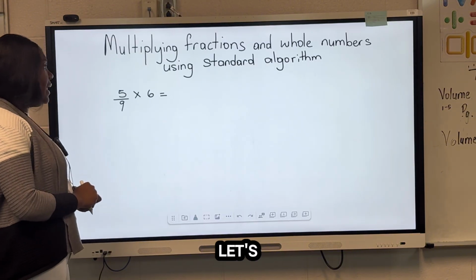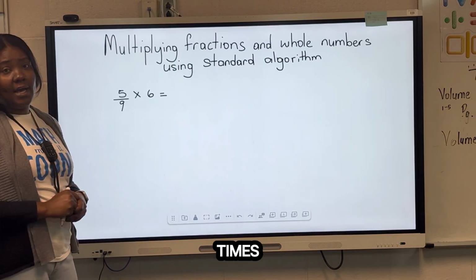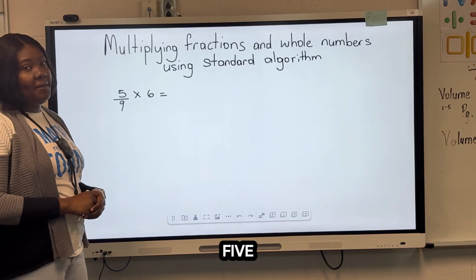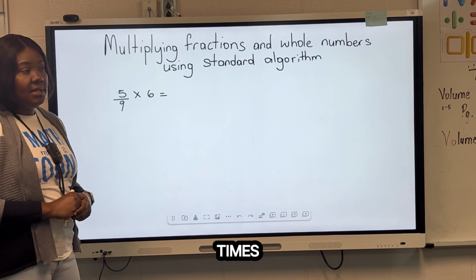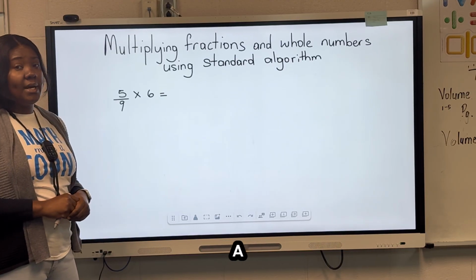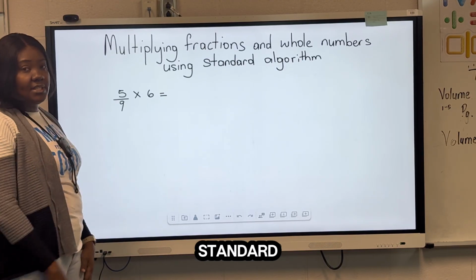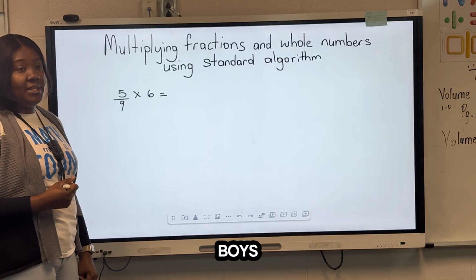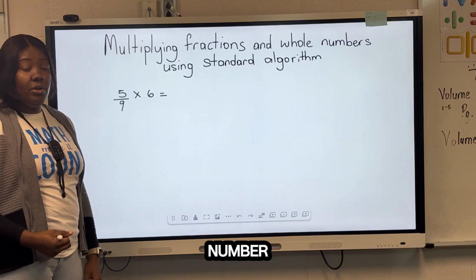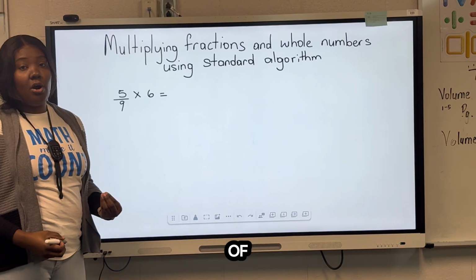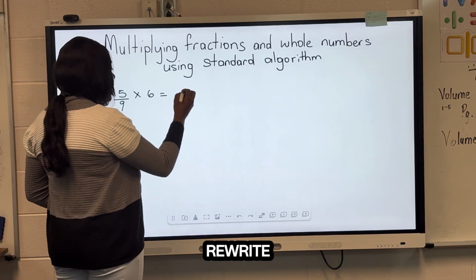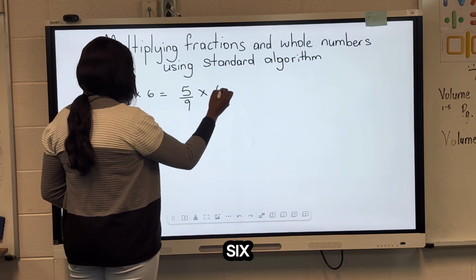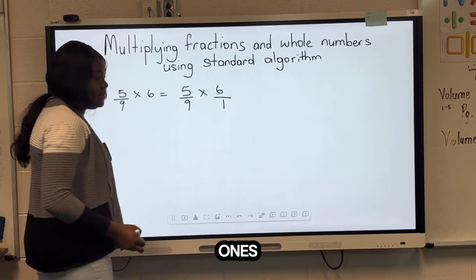So, let's look at 5/9 times 6. We would need to draw 6 models or write 5/9 six times. But on a test where we need to work a little bit faster, we could use the standard algorithm. So, first thing we need to do, boys and girls, is to rename our whole number using a denominator of 1. So I'm going to rewrite my problem: 5/9 times 6/1.